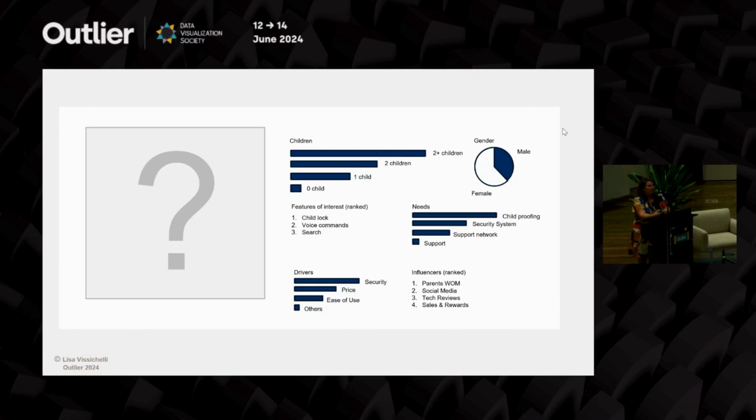Some of the headlines here are about children. The majority have more than 2. The features they care about are often centered around security. And I'm sorry if the letters are a little small on the screen. And the drivers, they're all very focused on how to protect their children, how to look out for their needs, and how to create a safer space for their children.